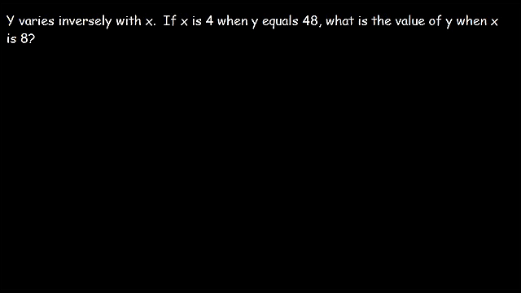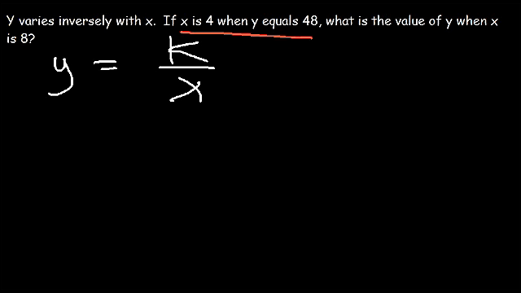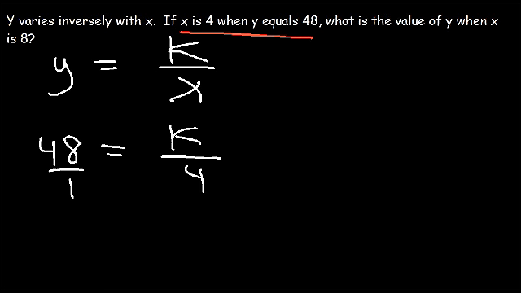So now let's solve it. Y varies inversely with x. So the equation that we need is y is equal to k divided by x. After you write the equation, use the first part to solve for k. So y is 48 and x is 4. So how can we solve for k in this situation?